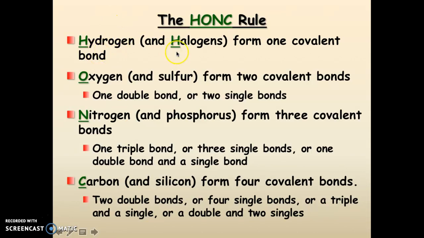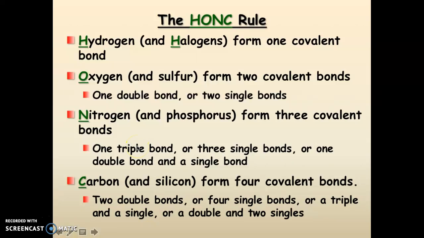The hydrogen and halogen group form 1 covalent bond. Oxygen group forms 2. The nitrogen group forms 3, and the carbon group forms 4. Again, this first group is the hydrogen and the halogen. So it's not the hydrogen group. It's the hydrogen atom and the halogen that form 1 bond. Oxygen group forms 2. Nitrogen group forms 3.